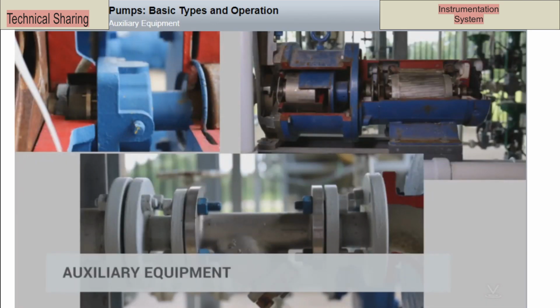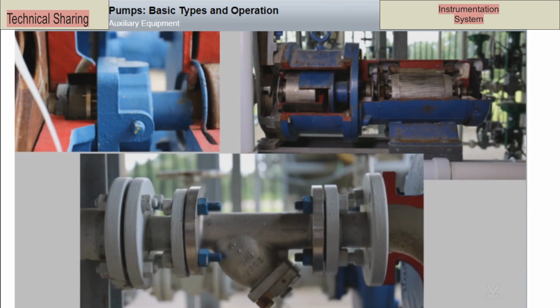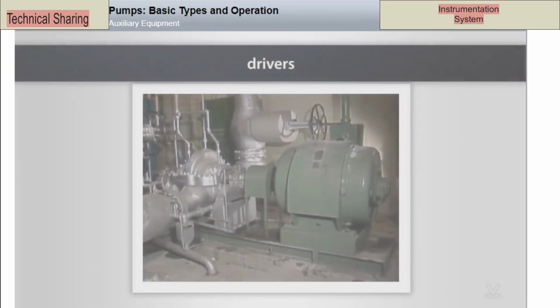Auxiliary equipment. All types of pumps have auxiliary equipment associated with them. These pieces of equipment have specific functions that are necessary for proper pump operation. Four common types of auxiliary equipment are drivers, couplings, strainers, and lubricating systems.